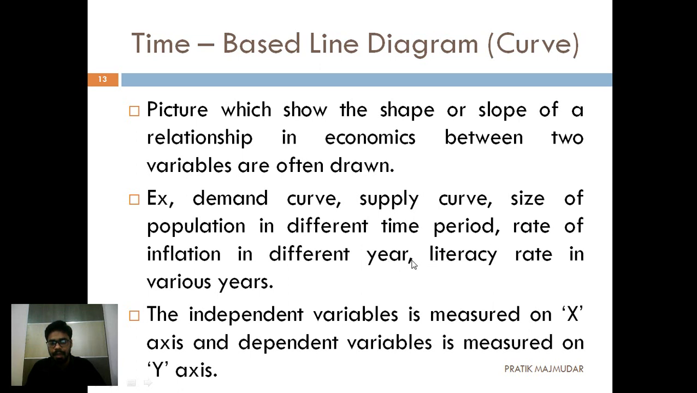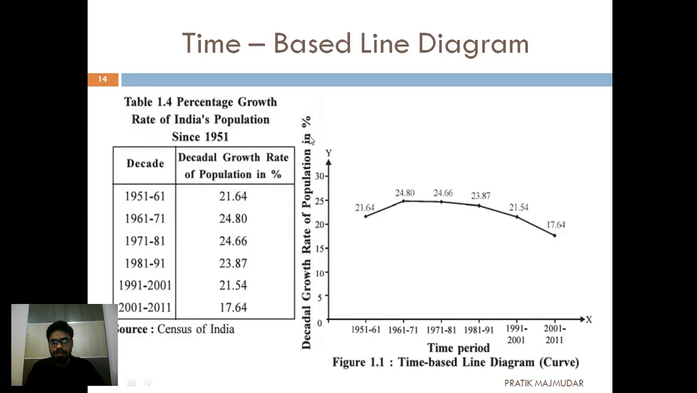So in this one, let's take an example of literacy rate. When it is literacy rate, the year will be on x axis, that is the independent variable, and the dependent variable, that is numbers, the percentage of literacy rate among the whole country, is going to be measured on y axis. So ultimately it is a relationship in economics between 2 different variables which is shown with the help of a picture.